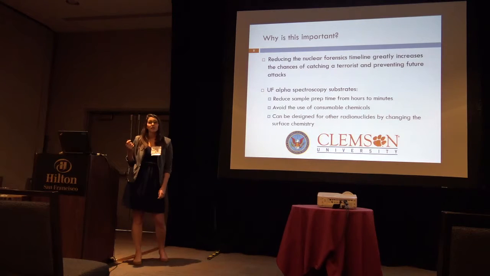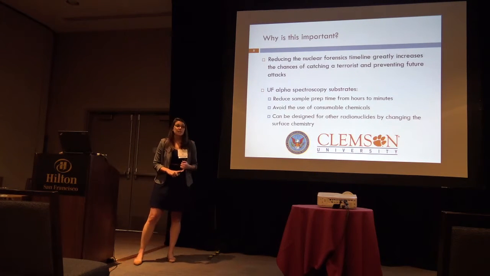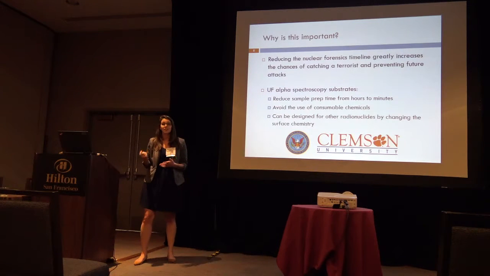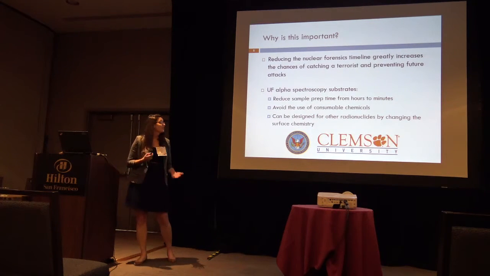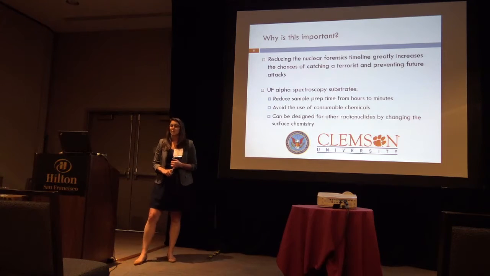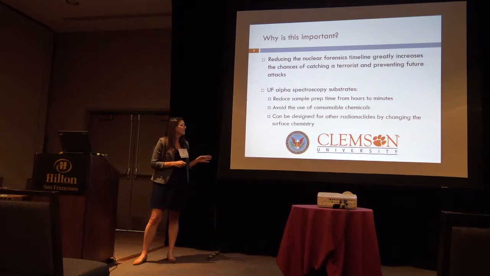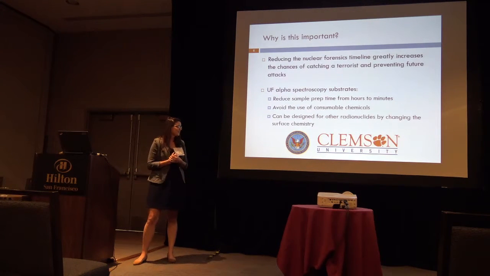So why is this important? Reducing the nuclear forensics timeline is extremely important if you're trying to catch a terrorist and you want to be able to prevent future attacks. We think this is a worthy investment because ultrafiltration alpha spectroscopy substrates can reduce sample preparation time, avoid the use of consumable chemicals, and you can easily adjust your chemistry to look for other radionuclides.